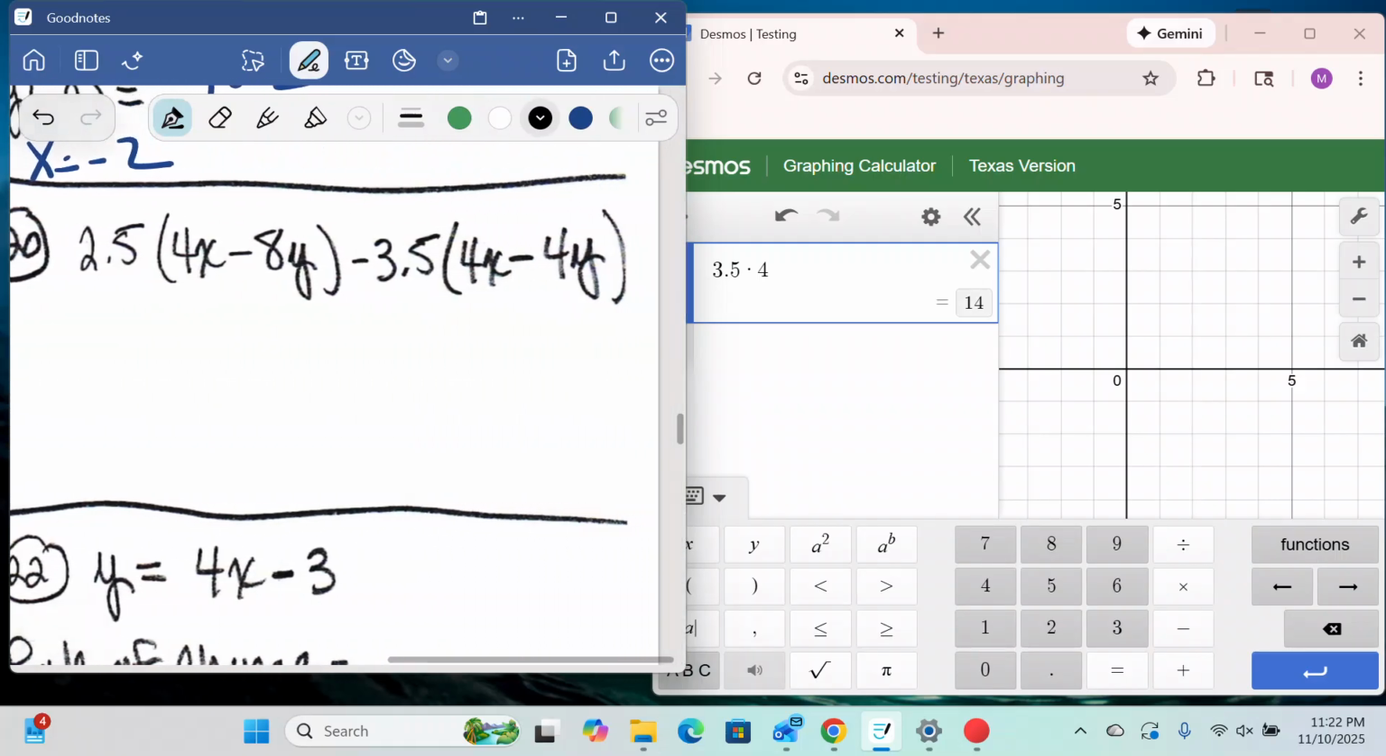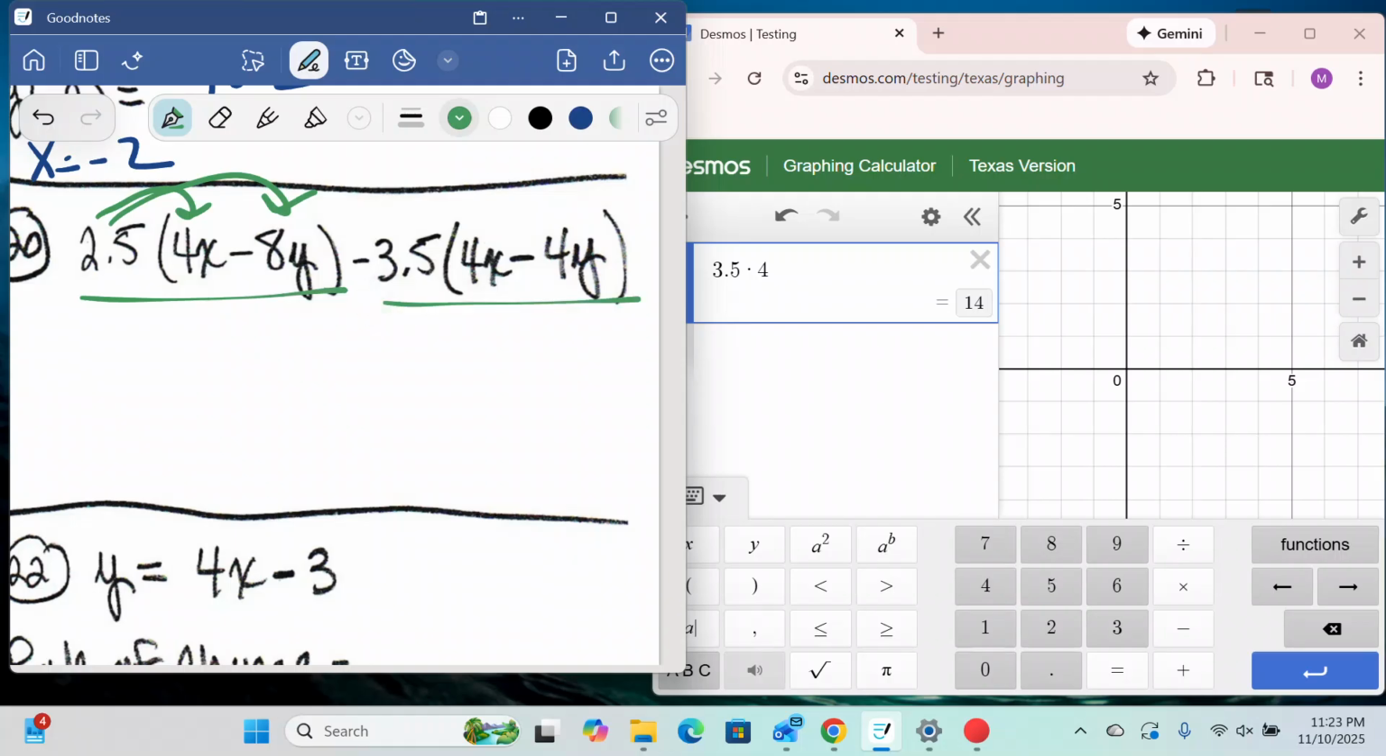Next one is very similar. If you want to pause it, try doing the distributive property on your own. So once again, if you can do the distributive property, do it. If you cannot do it, then go ahead and watch the video and try to practice and practice and practice. So I'm going to distribute here, and I'm going to distribute here. Remember, that's distributive property, this distributive property.